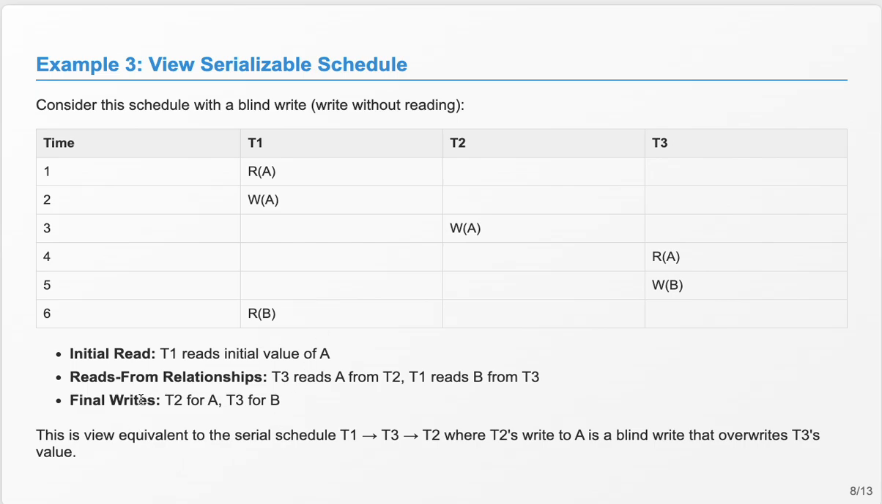So the analysis shows that T1 reads the initial value of A, T3 reads A from T2, and T1 reads B from T3. The final writes are performed by T2 for A and T3 for B. This schedule is actually view equivalent to the serial schedule T1 followed by T3 followed by T2, where T2's write to A is a blind write that overwrites T3's value. So this example demonstrates that a schedule can be view serializable even when the equivalent serial order is different from the execution order.